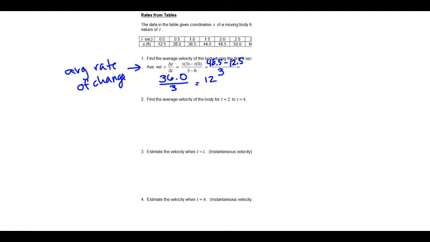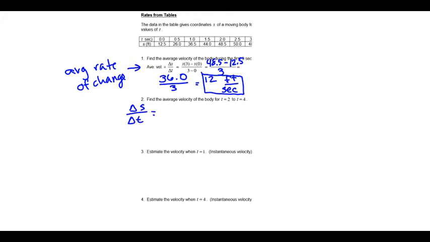And since we're doing s over t, the units for s were feet, and the units for t were seconds. So our average velocity during the first 3 seconds is 12 feet per second. Now we want to find the average velocity of the body for t equals 2 and t equals 4. So now our interval is from 2 to 4, and we're going to do the same thing that we did for the top. We want to know what change of s is over change of t.